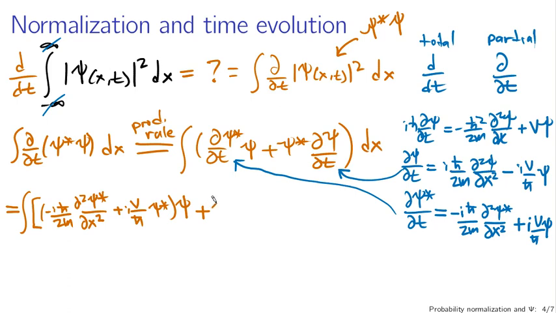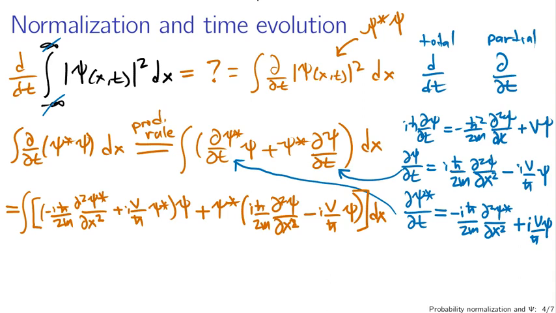Now the next part I have plus psi star and whatever I'm going to substitute in from this, which is what I get from this version of the Schrodinger equation here. i h bar over 2m second partial derivative of psi with respect to x minus i V over h bar psi. Close parentheses, close square brackets, and I'm integrating dx.